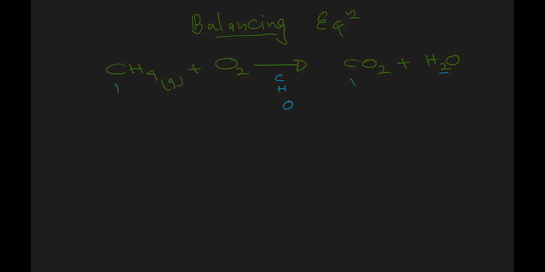So you see one carbon and one CO2, that's fine. Carbon is good, checked, right? And then hydrogens, you have 4 hydrogens in the methane and water has only 2. So you're going to put a coefficient 2 in front of the water. So now 2 times 2 here. So you have 4 on the right and 4 on the left. So hydrogen is checked, right?